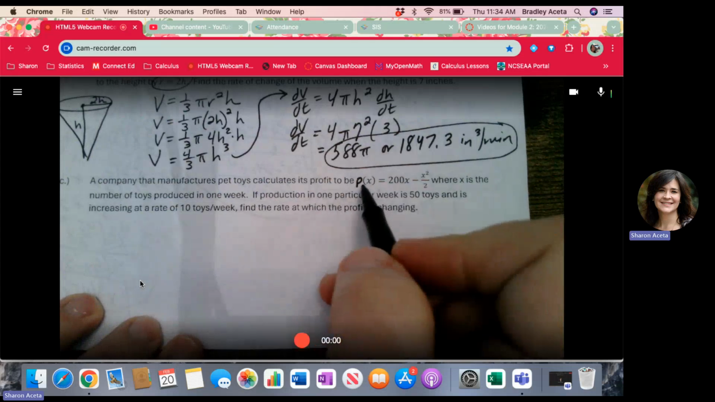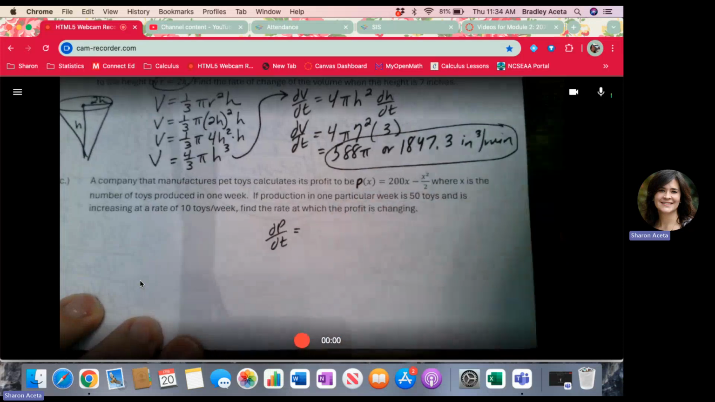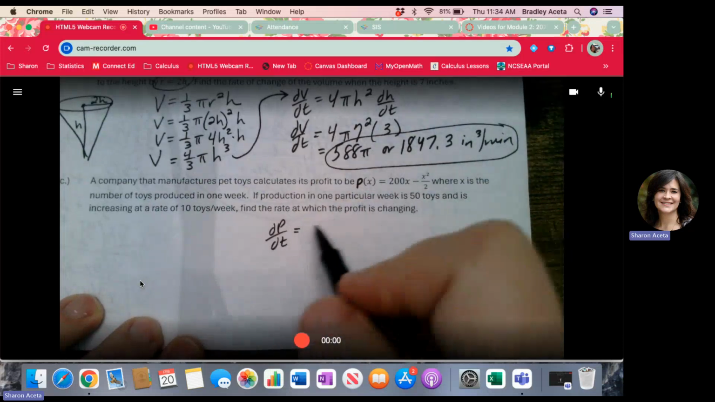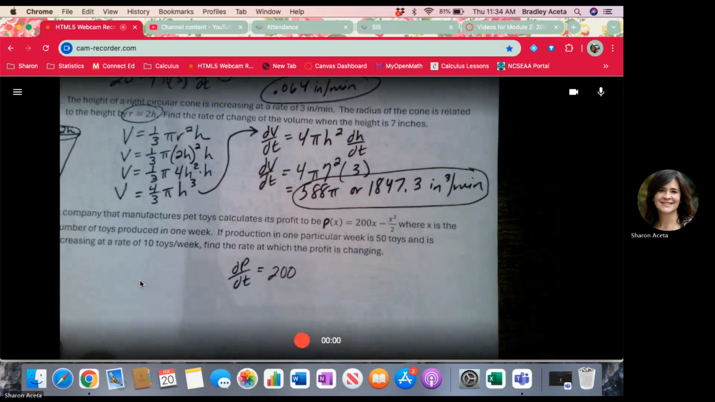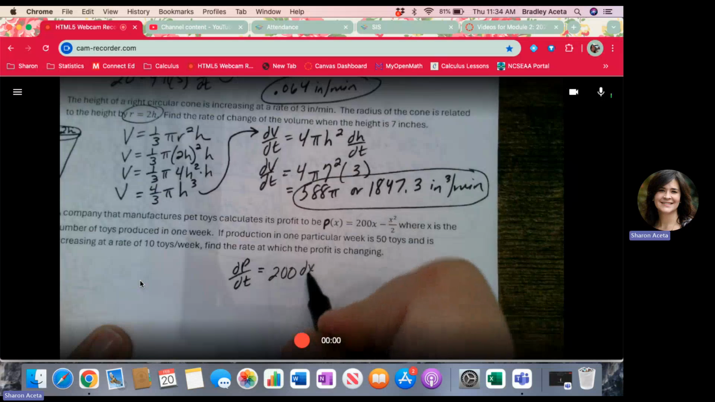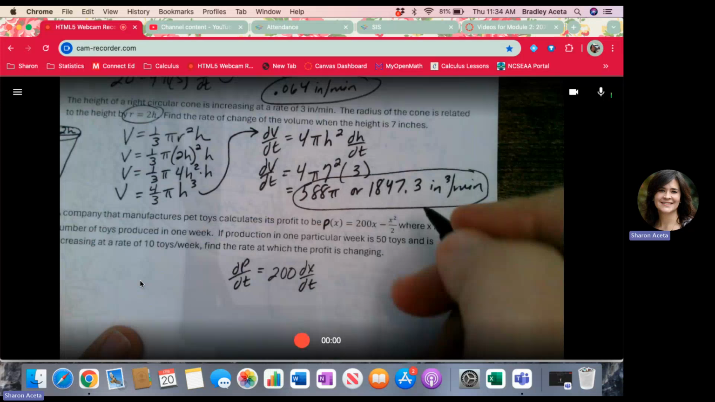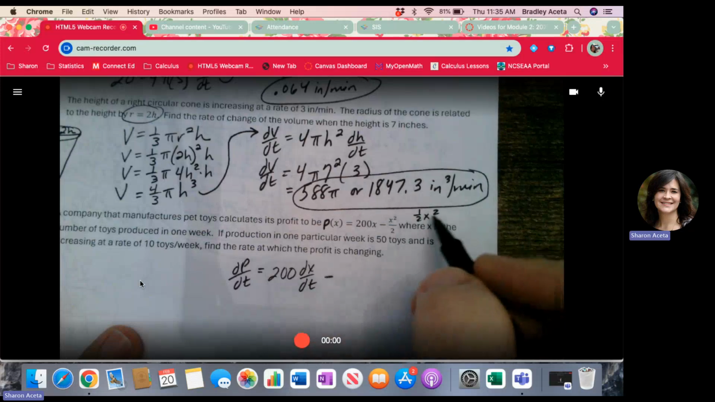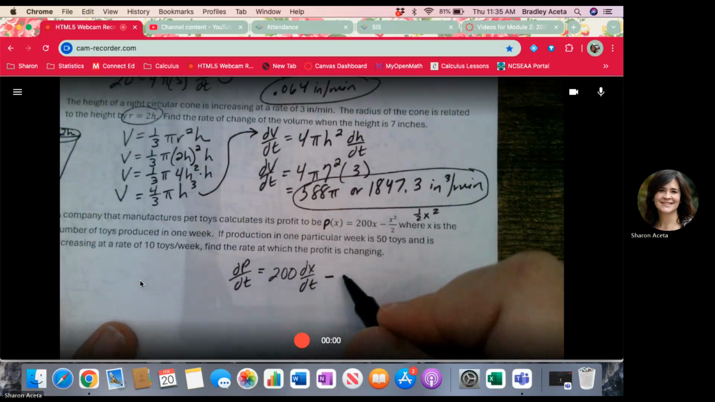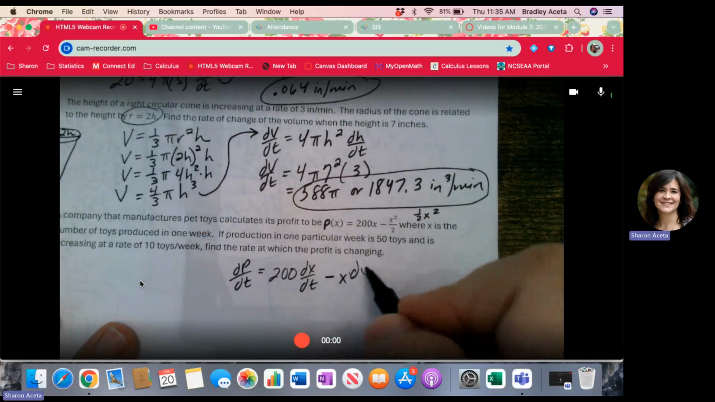So let's take a derivative of P. We would call it dP dt with respect to time. And then the derivative of 200x would be 200 dx dt. Remember, this right here is really 1/2 x squared. So when I take a derivative of 1/2 x squared, that would be minus 2 times a half is 1. x decreased by 1, so to the 1. And again, times dx dt.